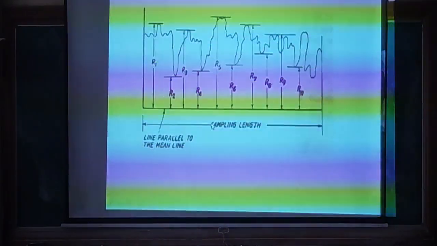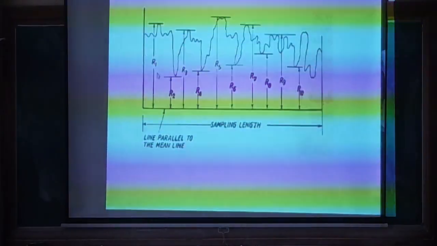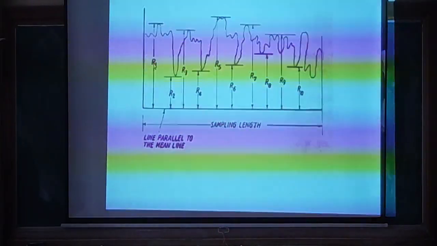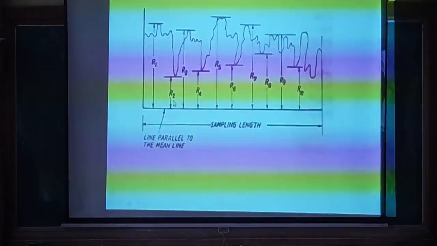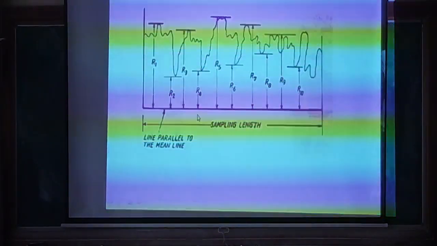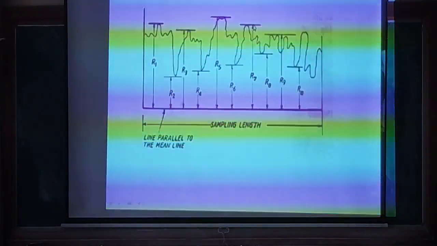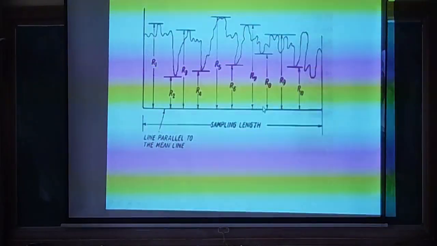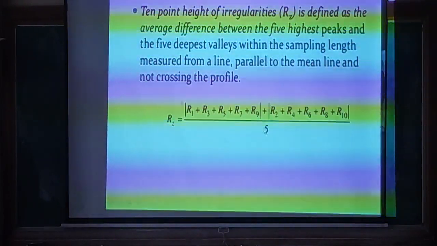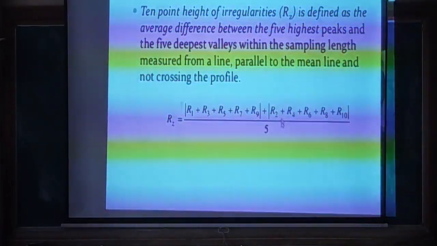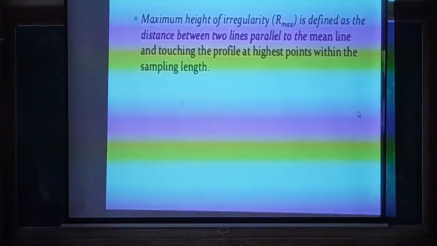If you see the sampling length, there is a line parallel to the mean line. Here they have shown this is R1: from the mean line we measure this particular height, that is a hill, the highest hill point. This is R2, a valley. This is R3, again a hill. This is R5 hill point, R6 is a valley point, R7 is the highest point, this is R8, R9. Similarly here, the height. The 5 highest peaks they have taken, and the deepest valleys, R6, R10.